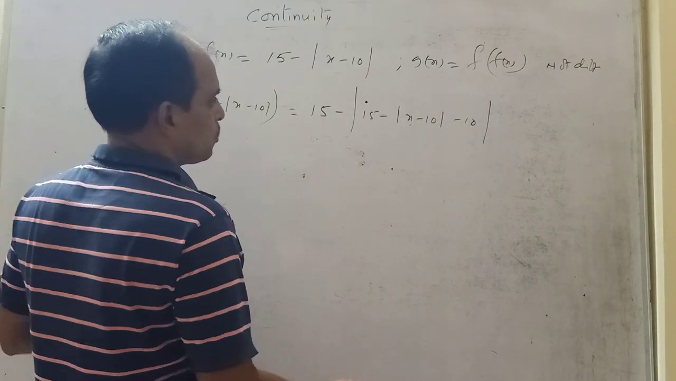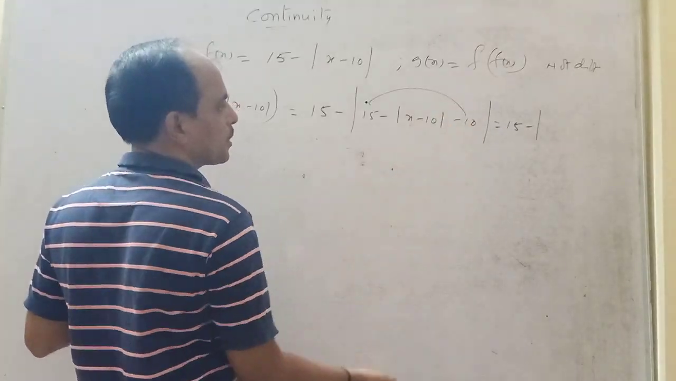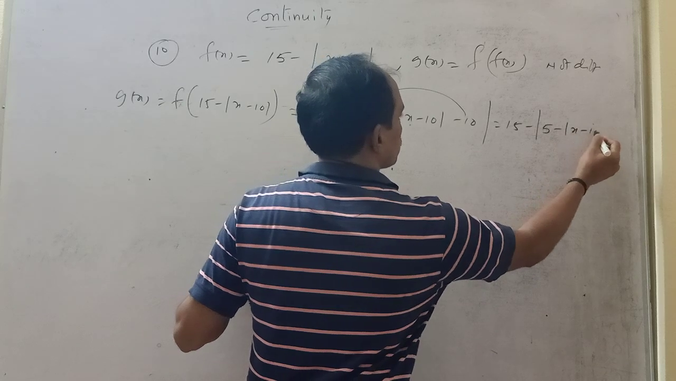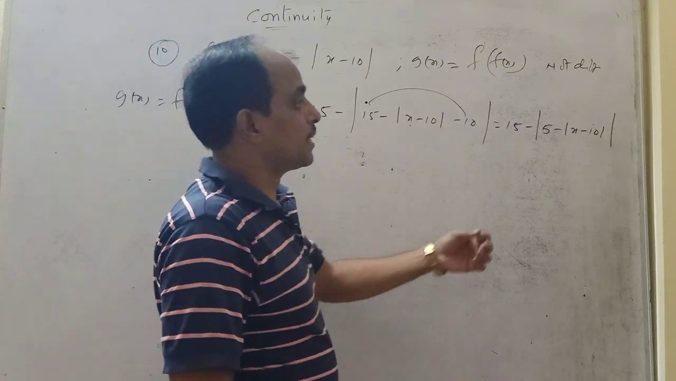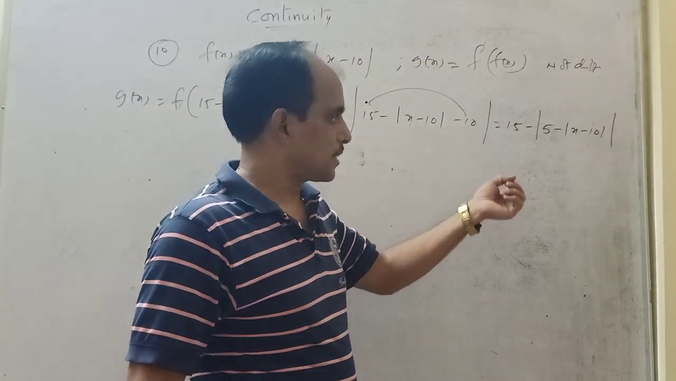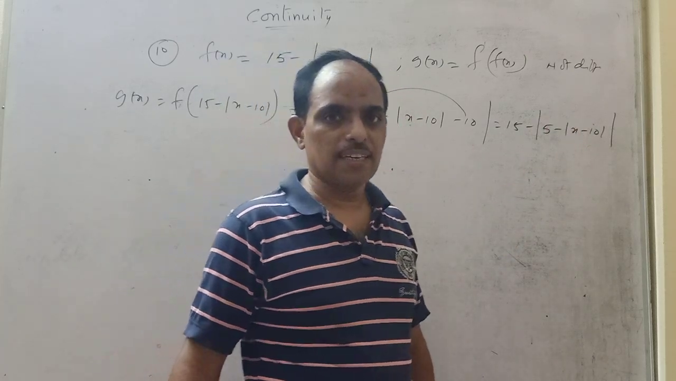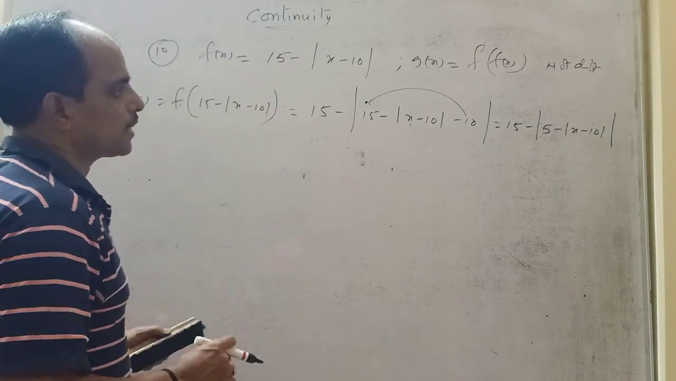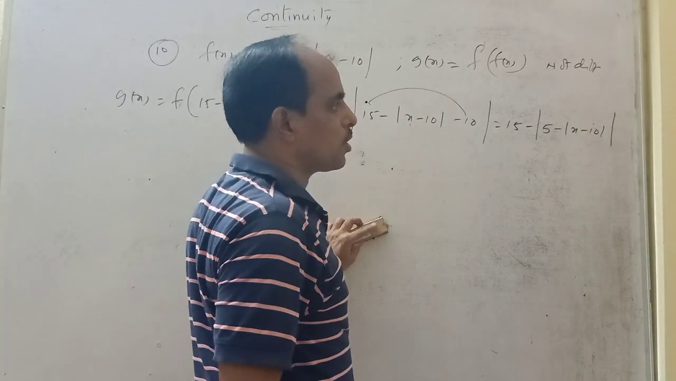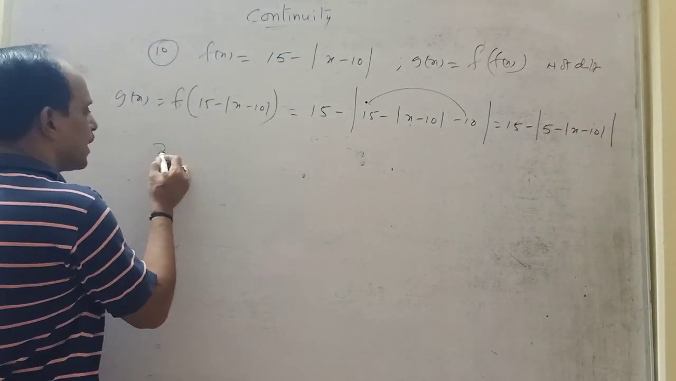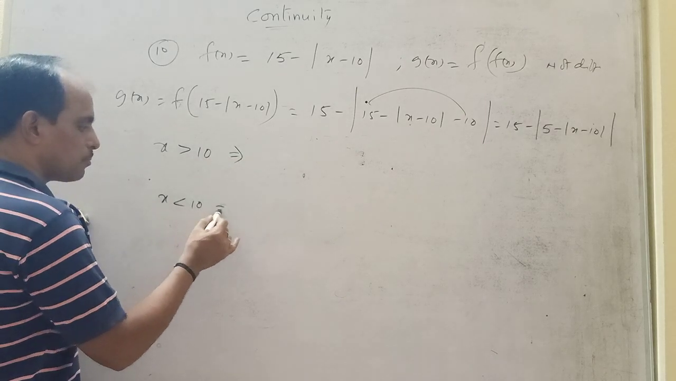Now what happens here? That is 15 - |15 - 10 - |x - 10||, which is |5 - |x - 10||. You see, one modulus is at x = 10, and one modulus is 5 minus. So we have to check the functions. First take the modulus of x - 10. When x is greater than 10, what happens? And x less than 10, what happens?